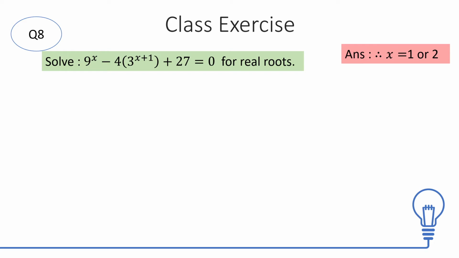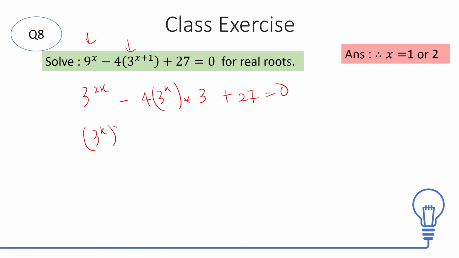Okay, so next one, we have more than 2 terms, so that means it's coming to our replacement. We have 9, we have 3, so change it to a smaller one. So 3 power 2x, minus 4 times 3 power x. I don't like there is a plus 1 here, so it's going to become multiply 3, plus 27. Don't touch this thing because it doesn't come with an x. Now this one, I rewrite: 3 power 2x minus 12 times 3 power x plus 27 equals 0.